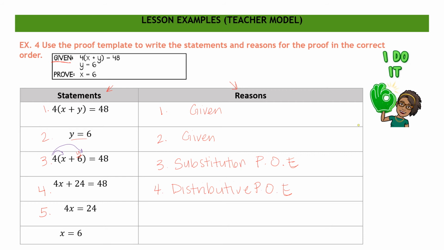So how do we get from 4x plus 24 equals 48 to 4x equals 24? Well, that means some type of property had to take place. So if we notice, I am using the subtraction property of equality. Sorry, guys. I'm going to use the subtraction property of equality to get rid of that 24. As you can see here, there's no 24 by this 4x on the left side of my equation.